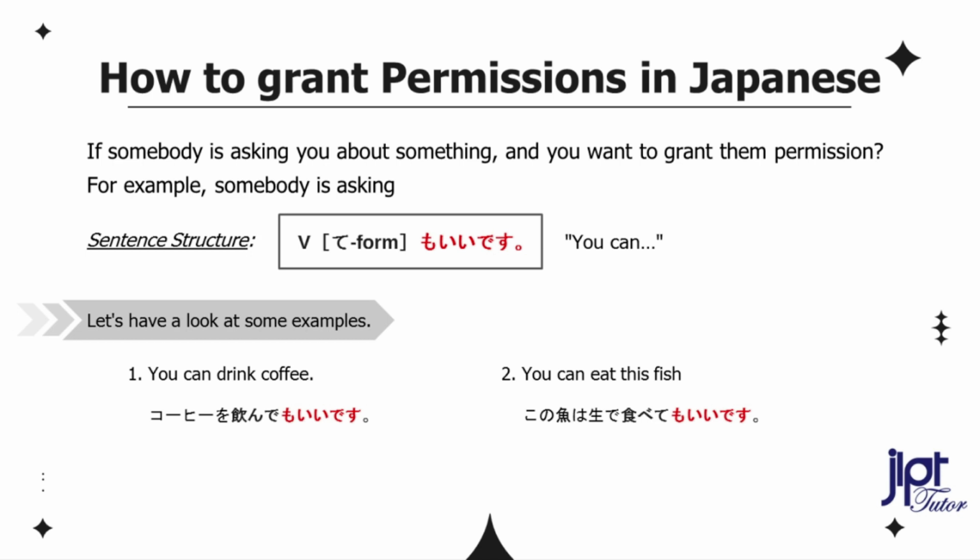And you have to say, "You can drink coffee." How to say this in Japanese? Meaning, yes, you can do that. Now, let's have a look at some examples.